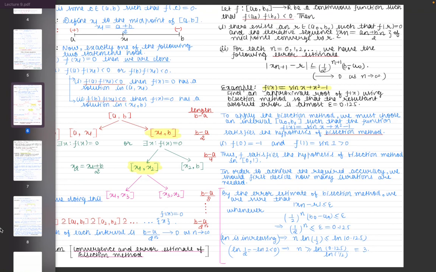Then number 1, there exists an r in a naught comma b naught such that f of r is 0, and the iterative sequence of midpoints, x_n equal to a_n plus b_n by 2, this is the sequence of midpoints, converges to r.